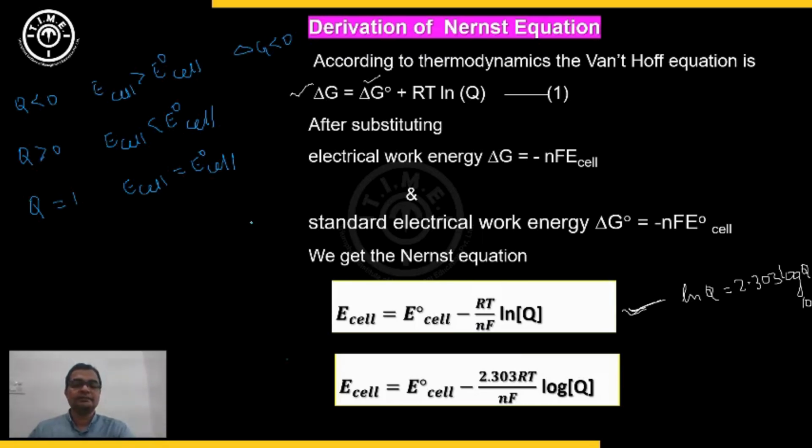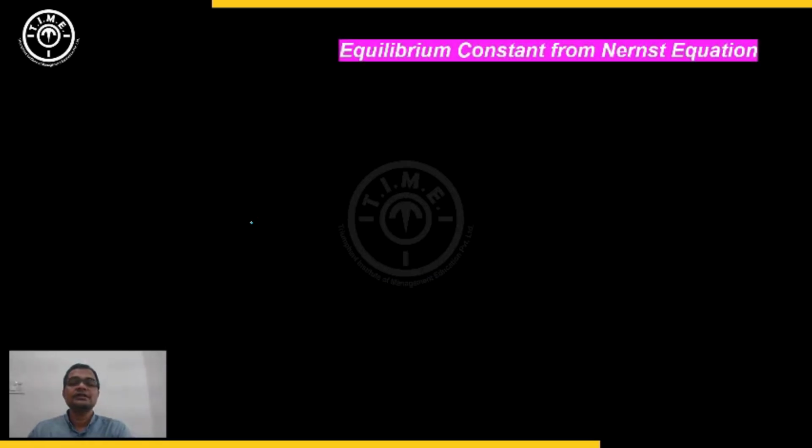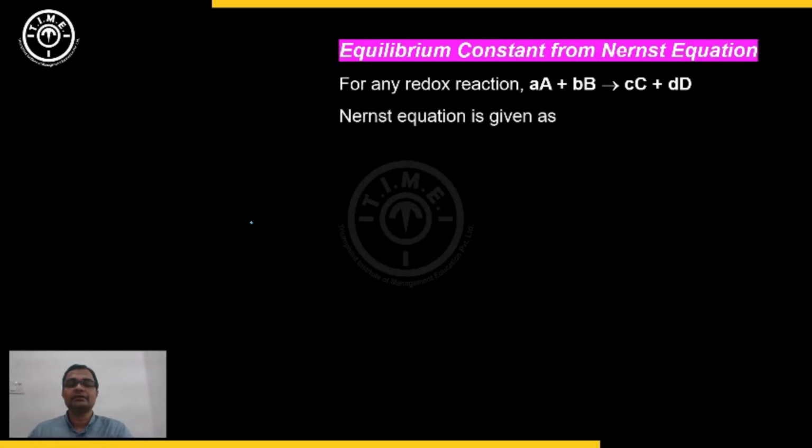Okay, next. Now we discuss the equilibrium constant from the Nernst equation. Here a redox reaction I have taken. A reacts with B, gives rise to C and D. Now apply the Nernst equation for this reaction. So E cell is equal to E naught cell minus 2.303 RT by nF log Q.